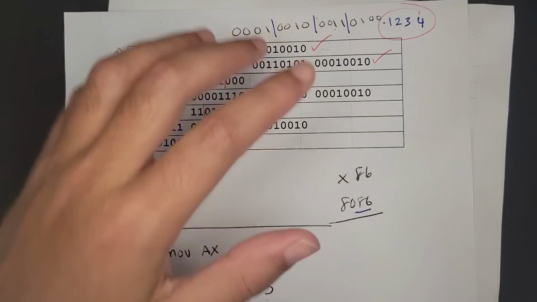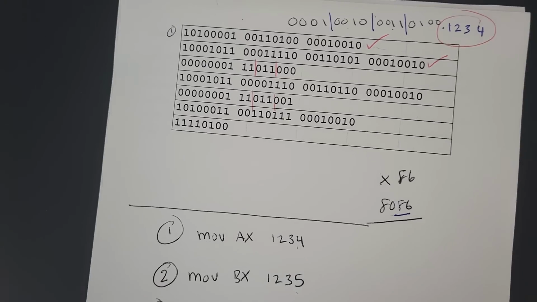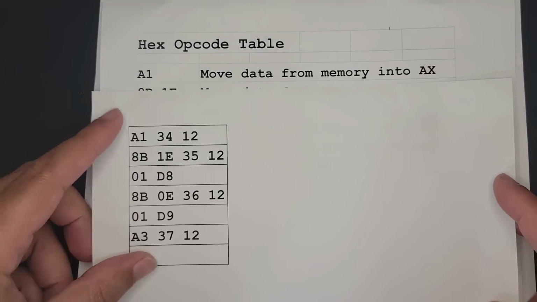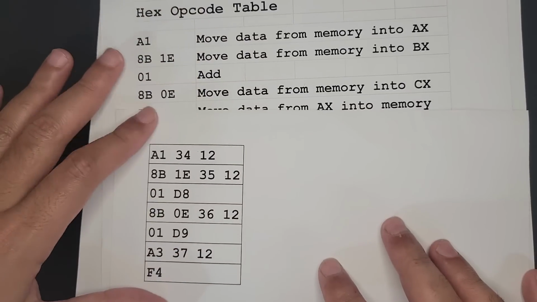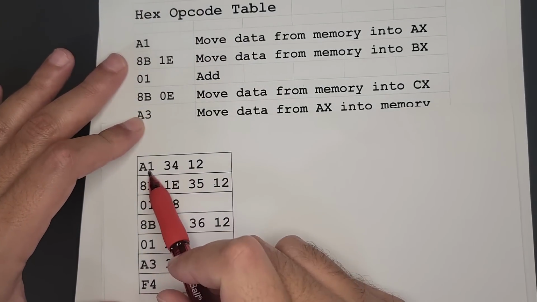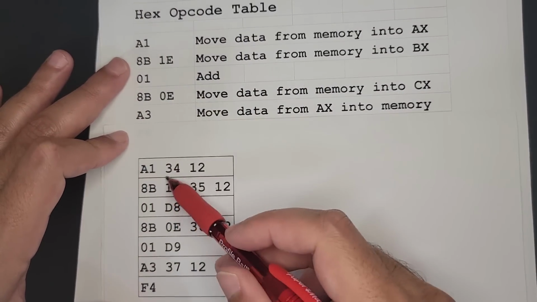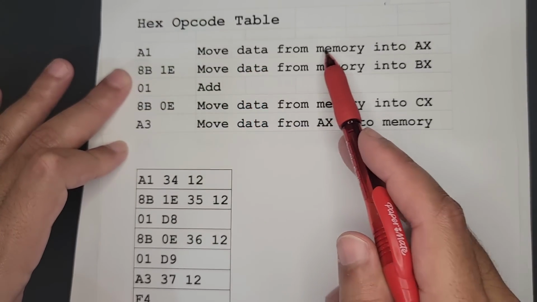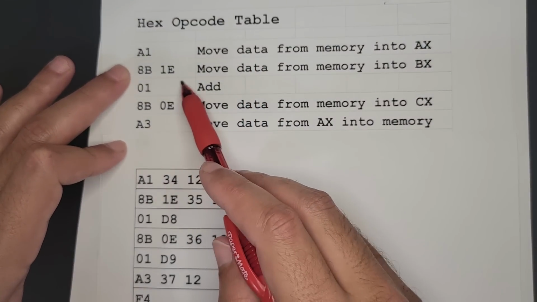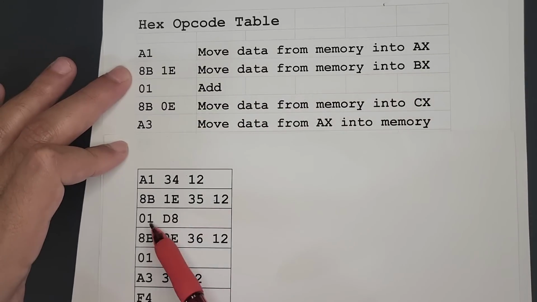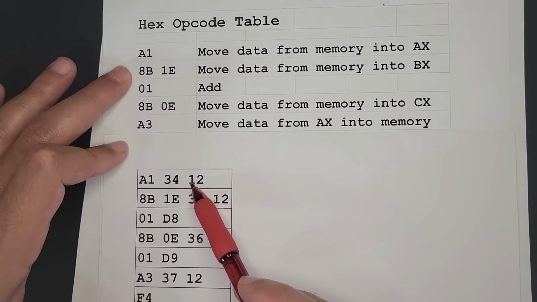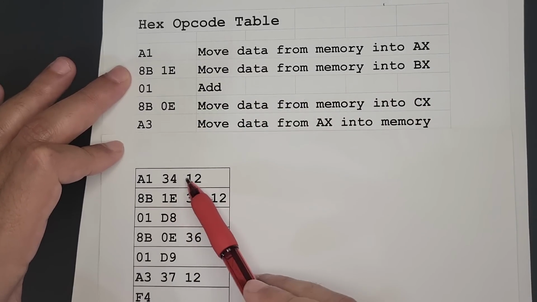And if you're wondering, would it be any simpler with just hex, then you would be right in some cases, in most cases. This is the same program in hex, and here's our hex code lookup. So we can see that it's pretty easy to find these commands instead of going through a bunch of zeros and ones. So A1 means move data from memory into AX. 8B1E moves data into BX, right? And then the operands follow. So in this case, 1, 2, 3, 4. And you can see they're flipped like I was talking about before.